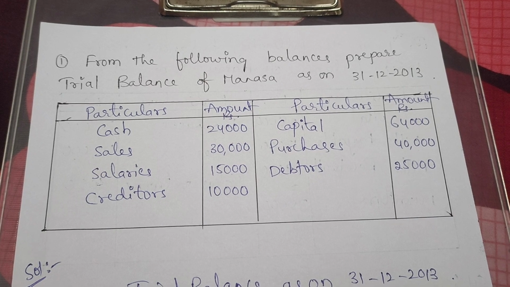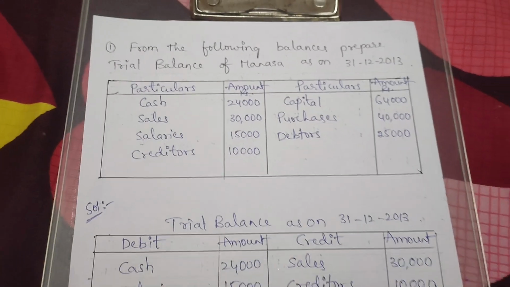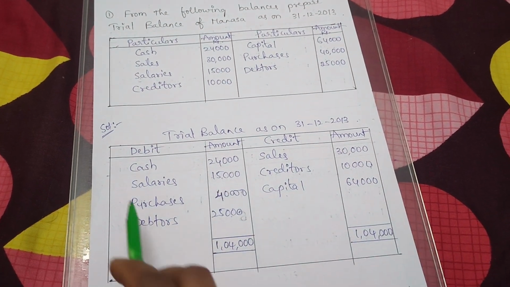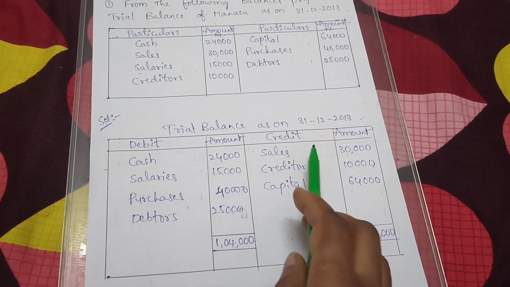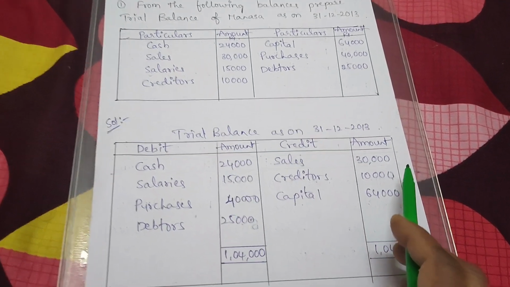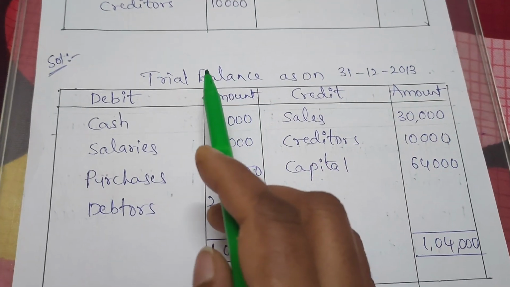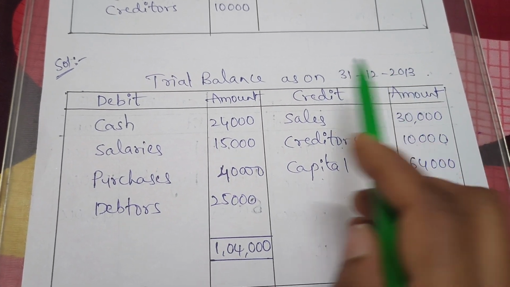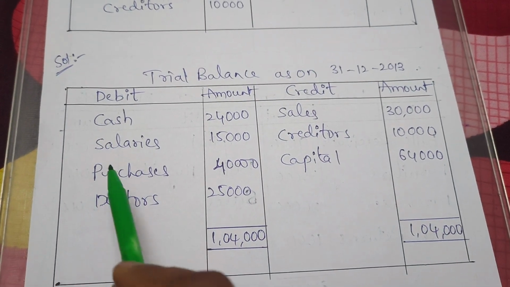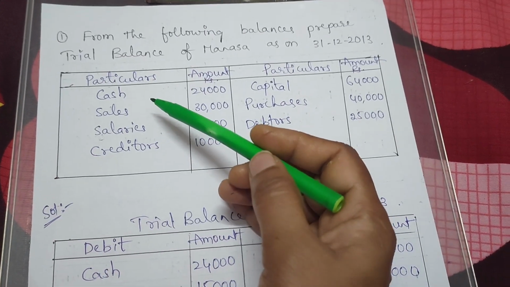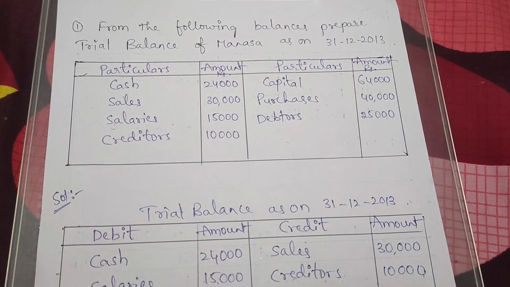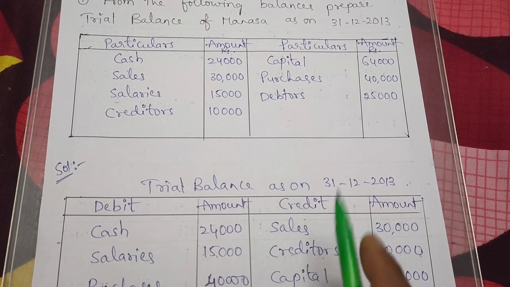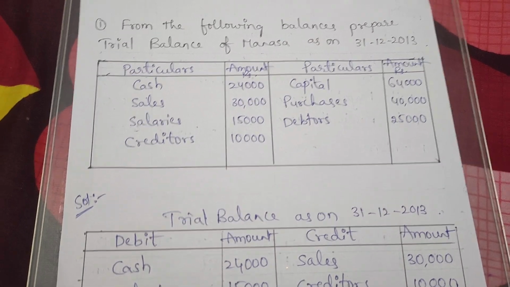Let us apply all those now. Let us see how to prepare a trial balance. If you observe the solution here, I have taken a format like this: debit amount, credit amount. On the top I have written trial balance as on 31st December 2013. This is the format, and here we have to go through the question, and all these items should be recorded under the proper side, either debit or credit. So let us see how to record all those.